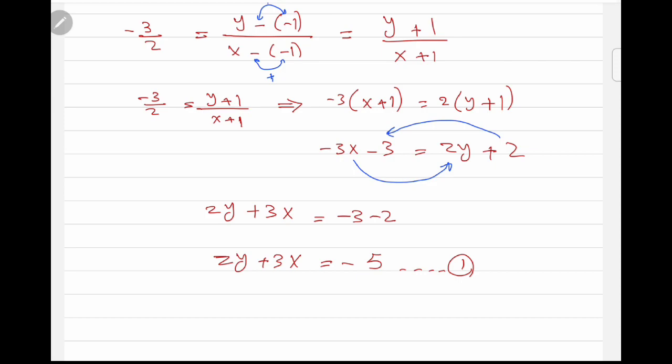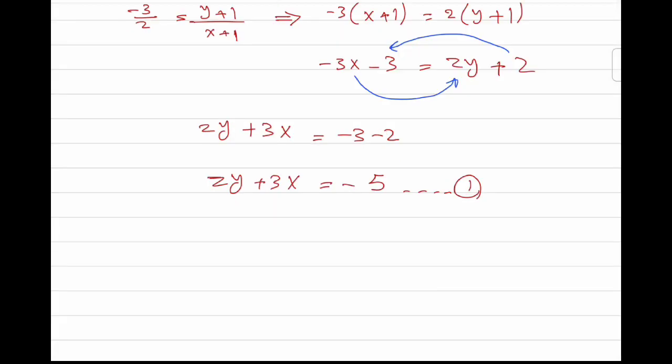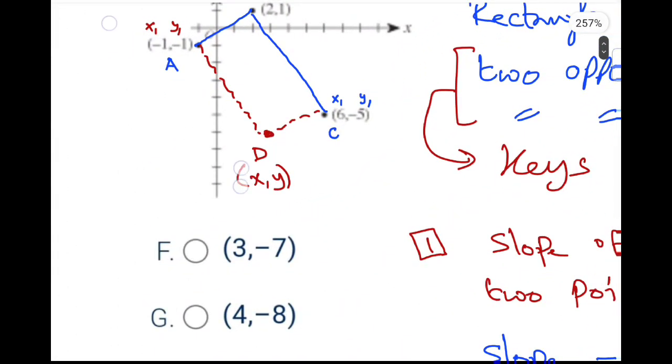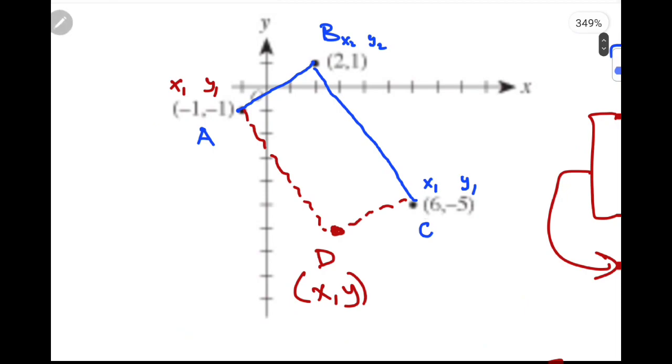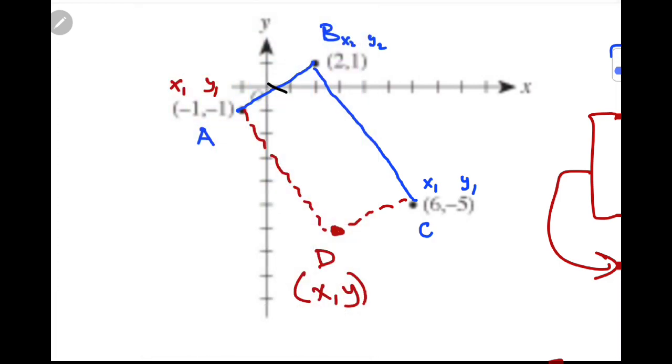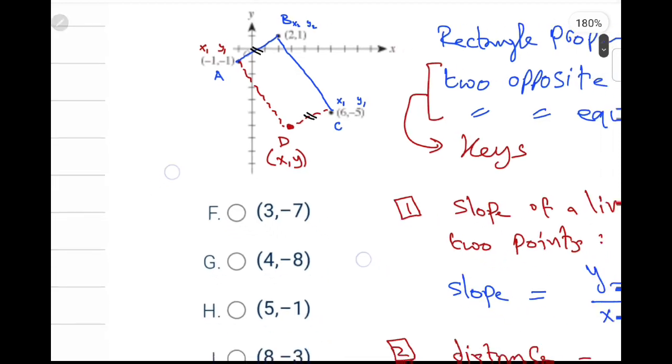Because we have two unknowns, we need to construct two equations to find the coordinate x and y. The question now is how to construct the second equation. So if you go back to the graph, we talked about the slope of BC equal to the slope of AD, and also the slope of BA equal to the slope of CD. So let's construct the other formula.